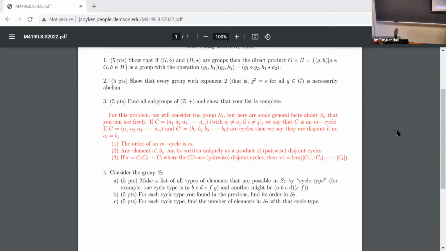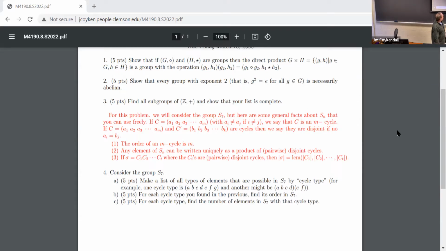For example, one type might be A, B, C, D, E, F, G, right? You might use all 7 of them. Another type of element you might see is you might use 4 elements and then 2 others, A, B, C, D, and then E, F. List all possible cycle types that you might get. The list is not very long, right?